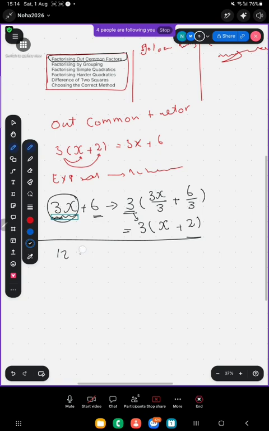If you have 12x squared plus 18x. Okay. Now, how can I choose my common factor? First, look at the coefficients here, the numbers. Here is 12 and here is 18. What is the common between the terms? The highest common factor of 12 and 18 is what? How can I get the highest common factor? Anyone can answer me?